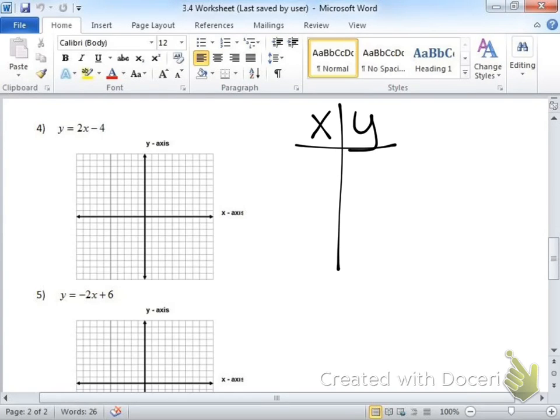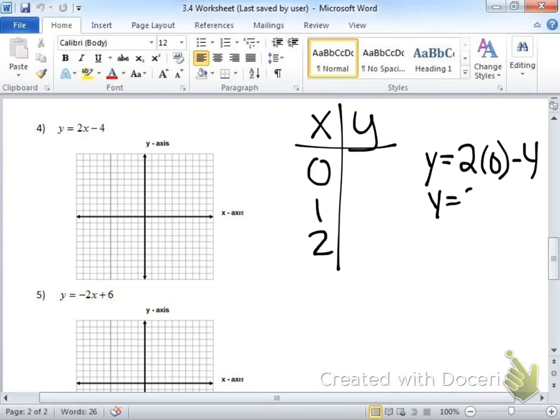What did you make your X's when you did this last night? 0, 1, and 2. Okay, I like it. To find the Y's, I'm going to take the X out and put a 0 in. Then I'm going to take the X out and put a 1 in. Then I'm going to take the X out and put a 2 in.